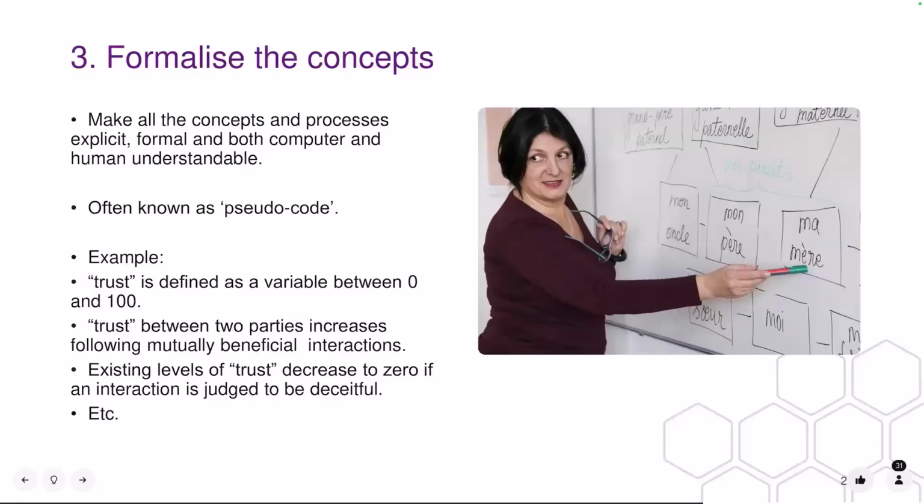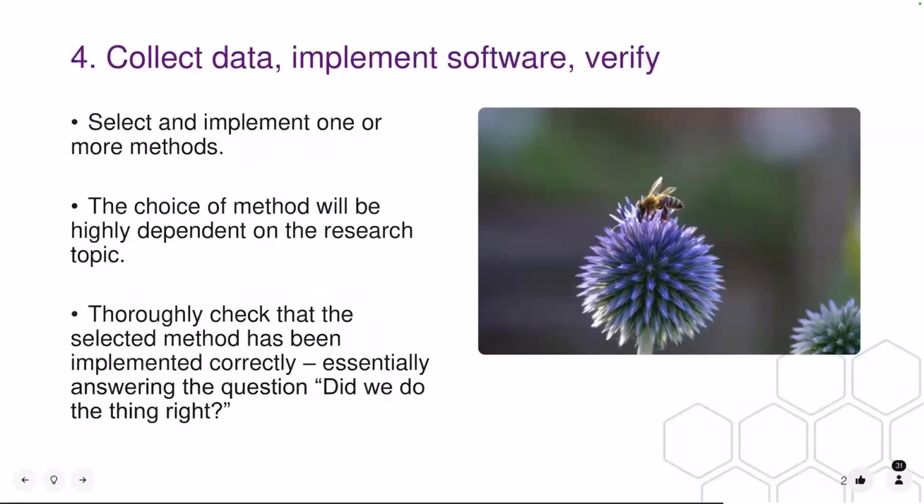Okay, moving on to step 4. So step 4 involves collecting data, implementing software, and verifying your process. So you'll need to select and implement one or more methods. Many of you might have thought about these methods in step 1 and 2. So maybe you had a method in mind, like web scraping or agent-based modeling, or sentiment analysis. So this is the step where you want to implement these methods and make sure that they work in the way that you anticipated.